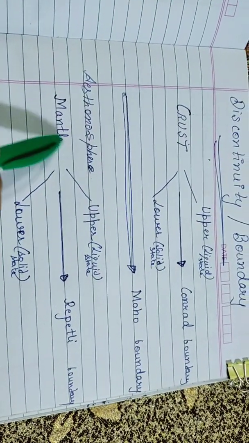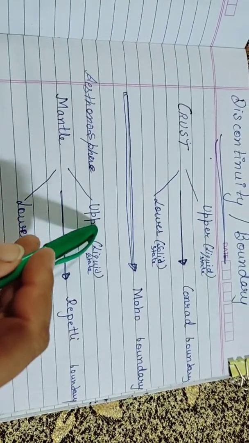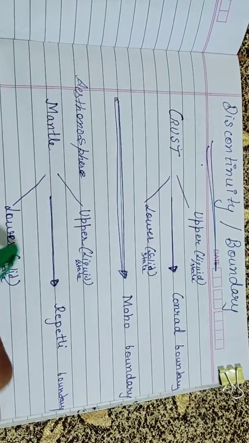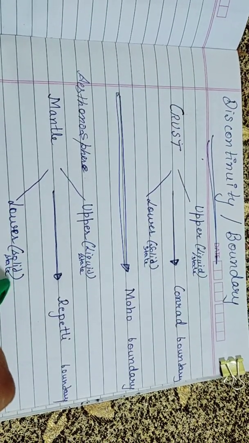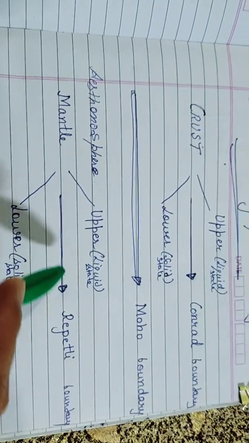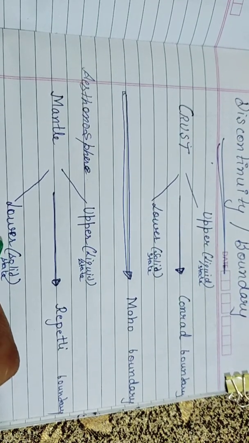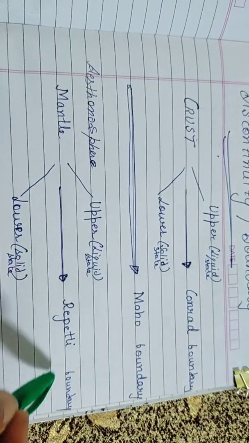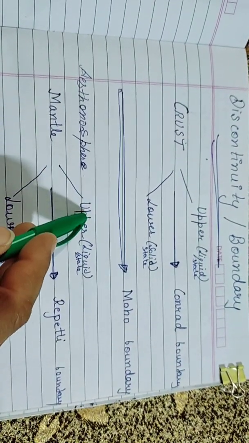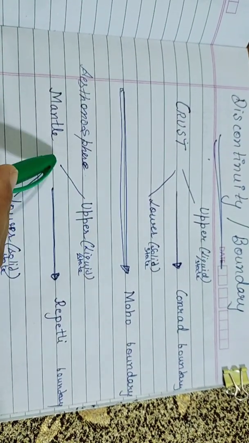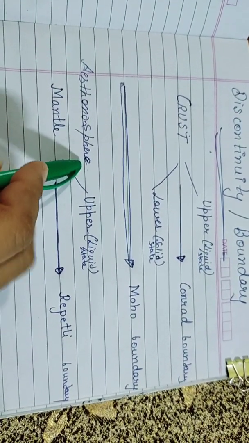The mantle layer. The mantle is also divided into two parts, upper layer and lower layer. The upper layer is liquid in state and the lower is solid in state. The boundary between the upper and lower layer of the mantle is known as the Repetti boundary. The upper mantle layer has another name, which is asthenosphere.